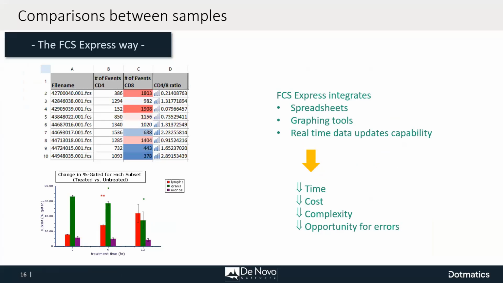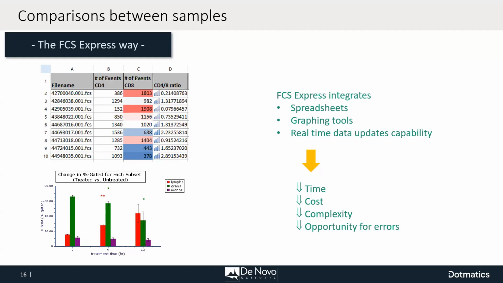And again, what we've looked at in FCS Express is that we use integrated spreadsheets, integrated graphing tools, real-time data update capabilities to help you get results, to help you compare between samples. And again, with that direct export to GraphPad Prism, that can save a lot of time. And that's going to save time. Time is money. That saves costs.